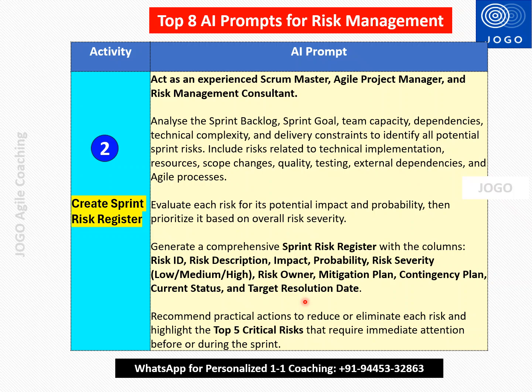So this is the second prompt that can be used by the Scrum Masters to create the risk register automatically based on the AI tool prompt.